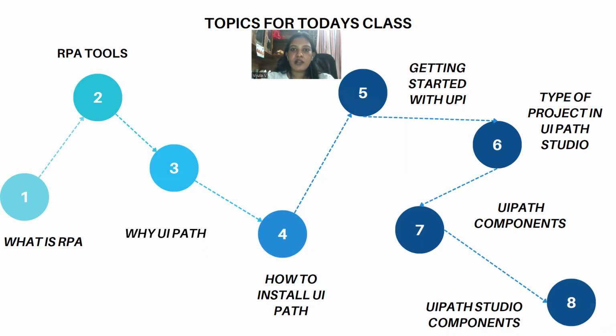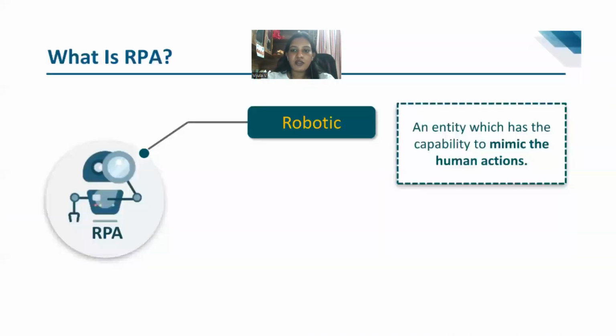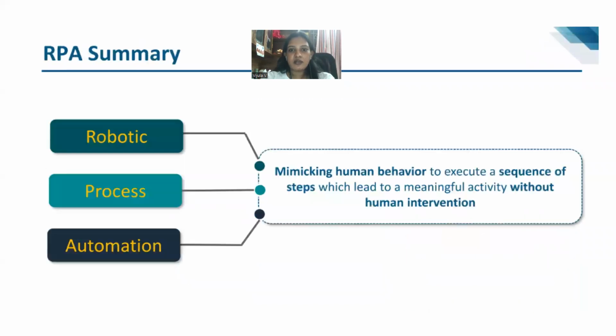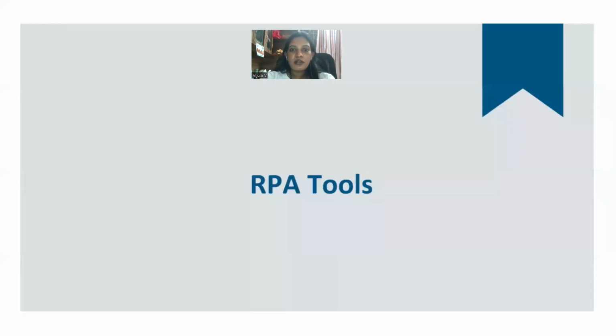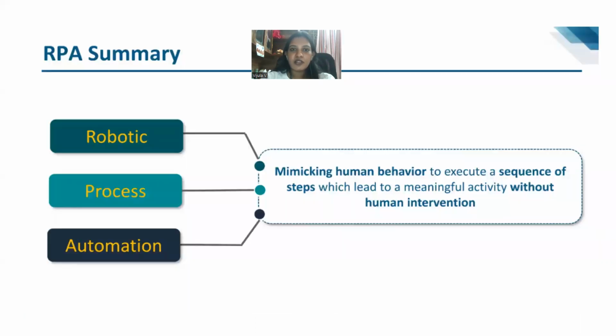I was talking about RPA, your robotic process automation. I would just give it back again to you, because only through this will you be able to get a clear objective of what you are going to do. You're just trying to mimic human behavior by executing a sequence of steps without any human intervention. So after this small introduction, you'll be able to have a good grasp of your objective on what you're trying to accomplish here.